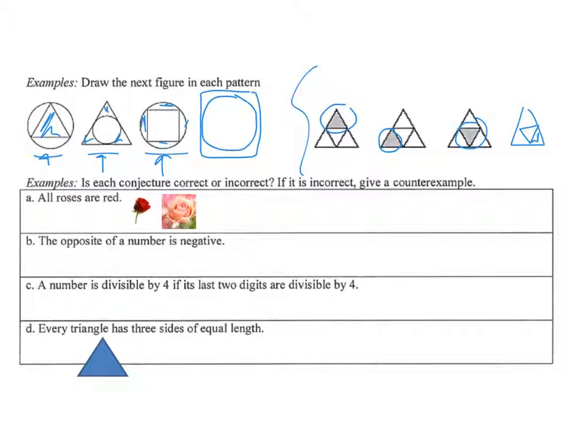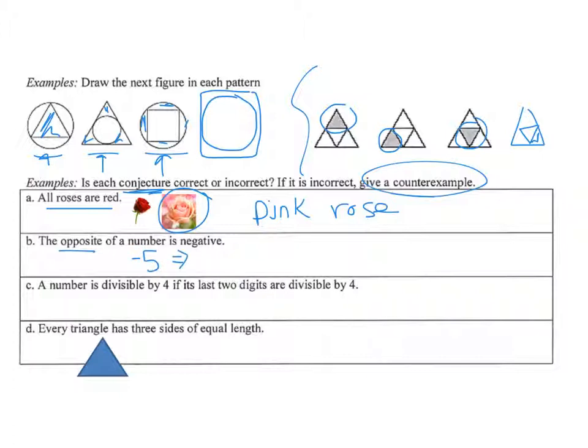Next example, is each conjecture correct or incorrect? If incorrect, give a counterexample. A counterexample is something that proves it's not true. So all roses are red. Not all roses are red. There are pink roses. So a pink rose is a counterexample. The opposite of a number is negative. What about if you start with -5? What's the opposite of -5? It's 5. So that's our counterexample.